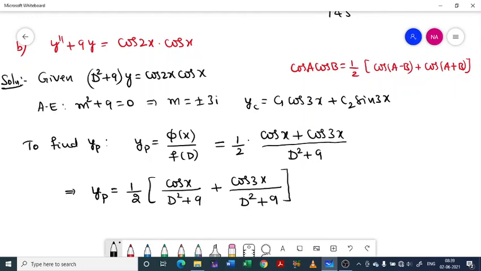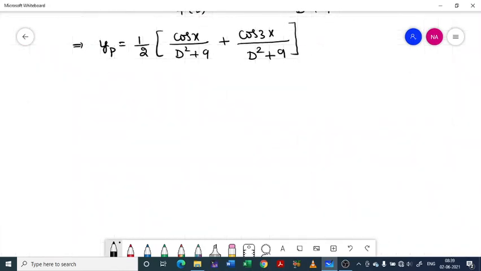Again, I think I forgot to mention, if you get the denominator 0, then differentiate the denominator and multiply the numerator by x. So that I have to recall again. Now, the first term, no problem. Here a is 1. So replacing D square by minus 1, you don't get 0 in the denominator, so no issue. For the second term a is 3, there we get a problem. Replacing D square by minus a square, you get 0.